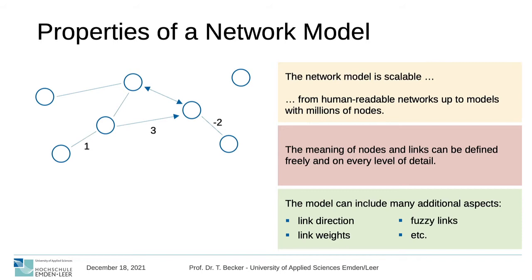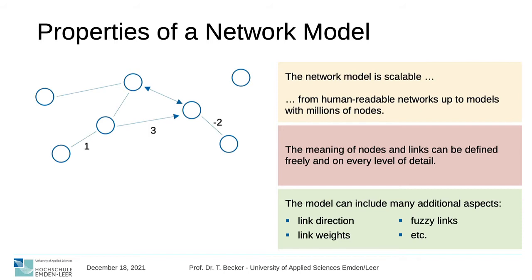And finally, the network model, although it is very simple in its basic form, can also be enhanced by many, many additional aspects. For instance, you can add link direction, which you indicate by converting the links into arrows to indicate in which direction the flow between the nodes can happen. And you can also add link weights. That means you add some kind of number or additional annotation to the links so that the intensity of the link gets a kind of meaning.